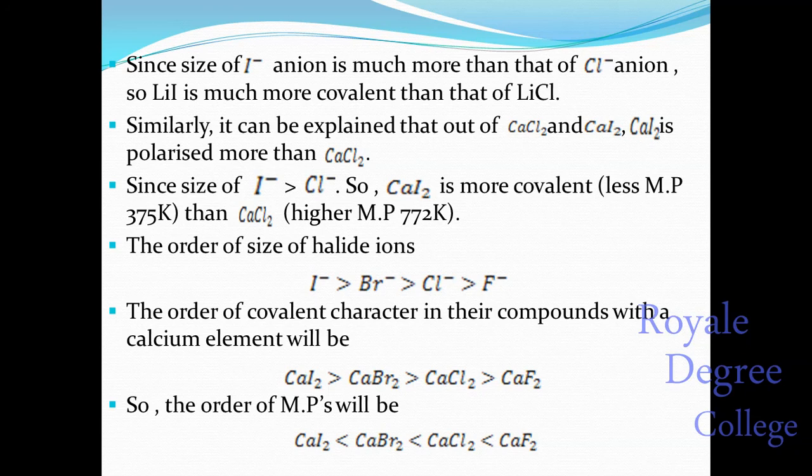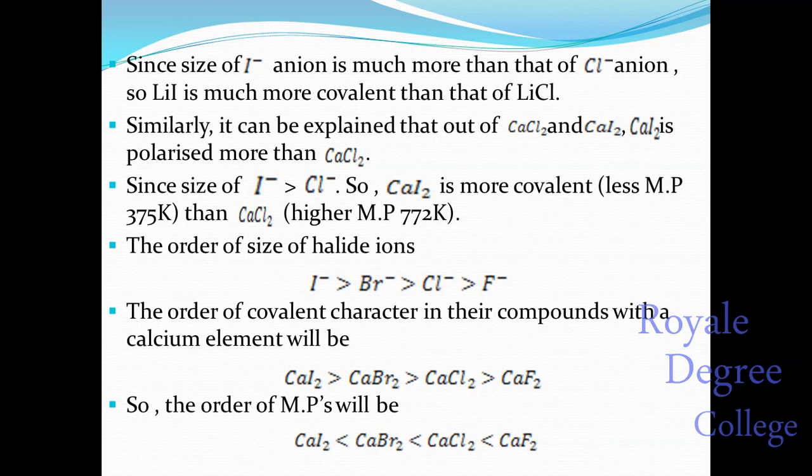It is showing a lower melting point, 575 Kelvin, than calcium chloride, which is showing the higher melting point. How much is it showing? 772 Kelvin. Next, the order of size of halide ions.